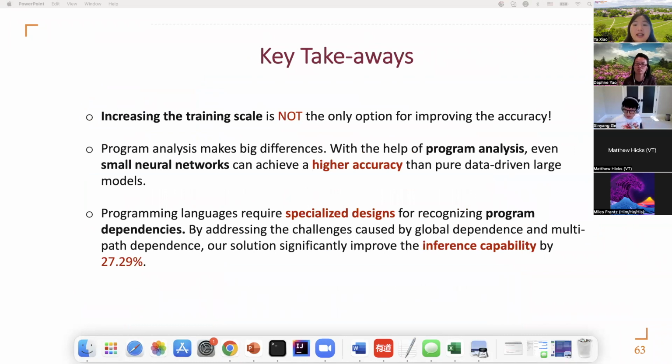I want to highlight the most important takeaways we learned from this work. First, from our experiments, we found that program analysis is very important, and with the help of program analysis, even a small neural network can defeat a larger neural network. Second, we found that increasing the model size is not the only option, and in most of our experiments it is sometimes even less effective than program analysis or embedding strategies. And finally, we found that programming languages require special attention on recognizing the program dependence instead of memorizing the source code sequences.